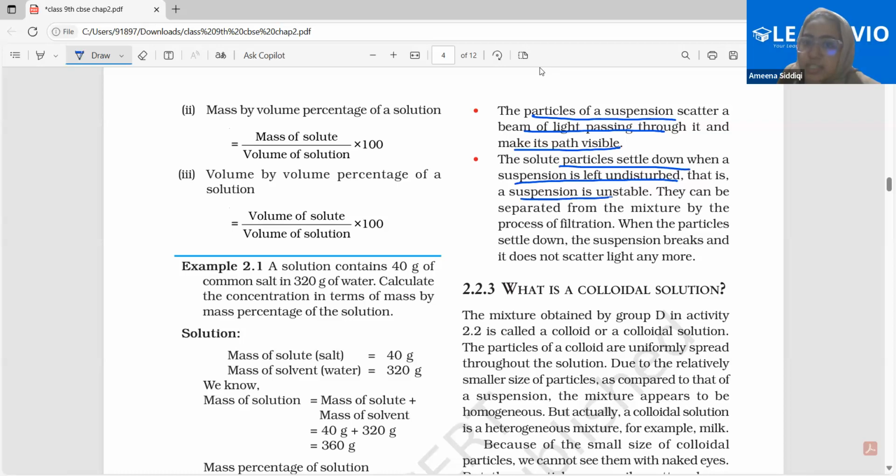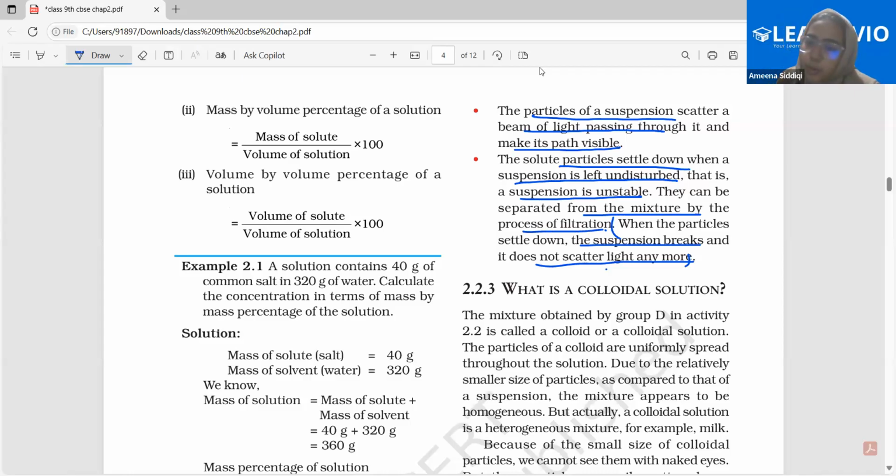The solute particles settle down when a suspension is left undisturbed. That is, a suspension is unstable. They can be separated from the mixture by the process of filtration. The suspension breaks and does not scatter light anymore. Very important point, bachcho. When the particles settle down, the suspension breaks and it does not scatter light anymore. Is it clear? Because then it is not dissolved, it is not suspended into each other. Then it's no more a mixture.